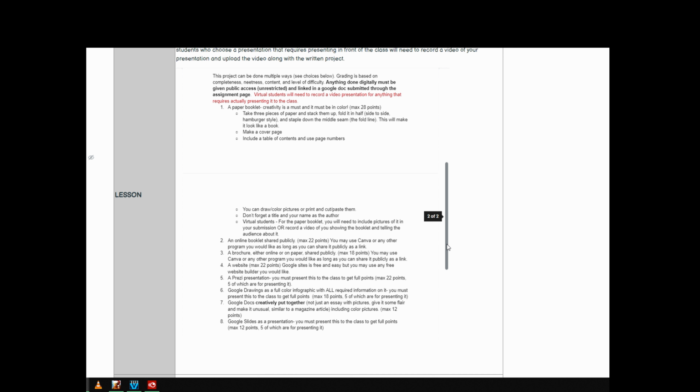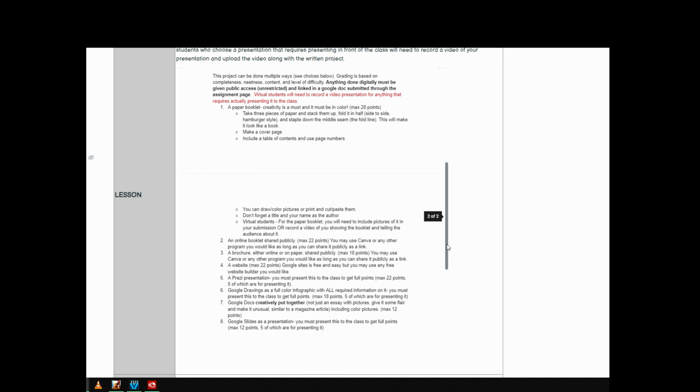So number one, the first possibility is a paper booklet, and you'll see on all 8 of these, they're all worth a different amount of points. There's 100 points total possible. You can only get the full 100 points if you do a presentation style that makes that possible. These are adjusted on points values based on how difficult they are and how much effort is put into it.